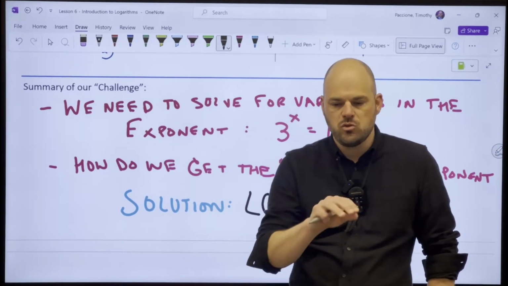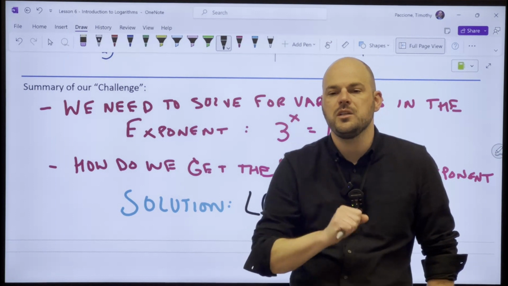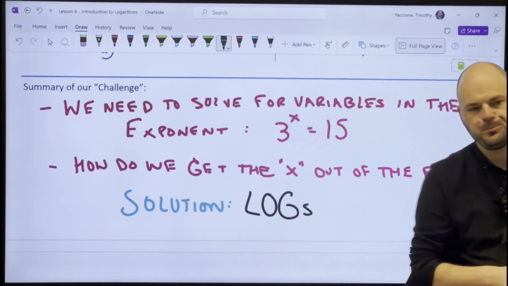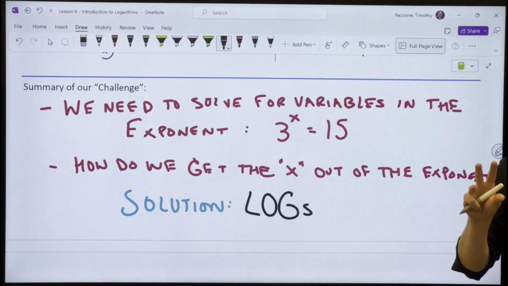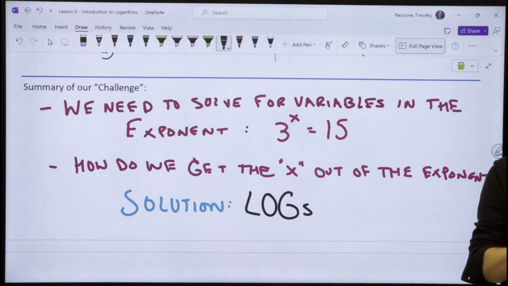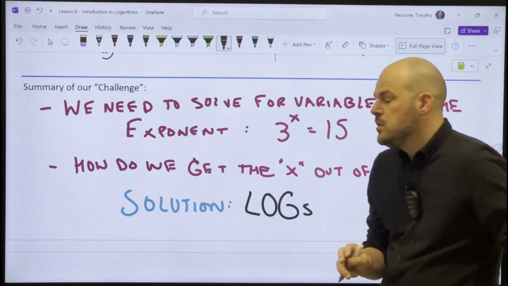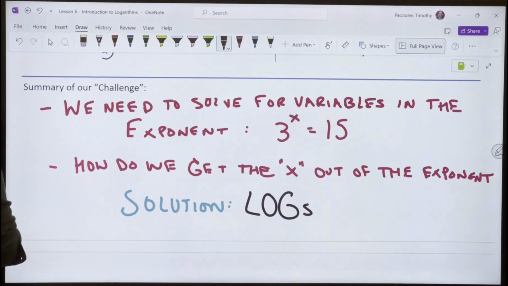Don't overwhelm yourself. Question? Yeah. So don't overwhelm yourself. Don't just be like, okay, open-minded. Let me learn about this, right? Today we're just learning about them and converting between the two forms, and that's it. Okay. All right. So let's talk about logs.